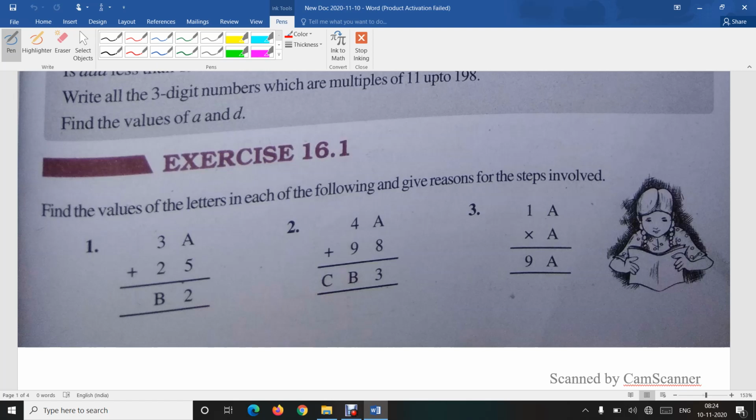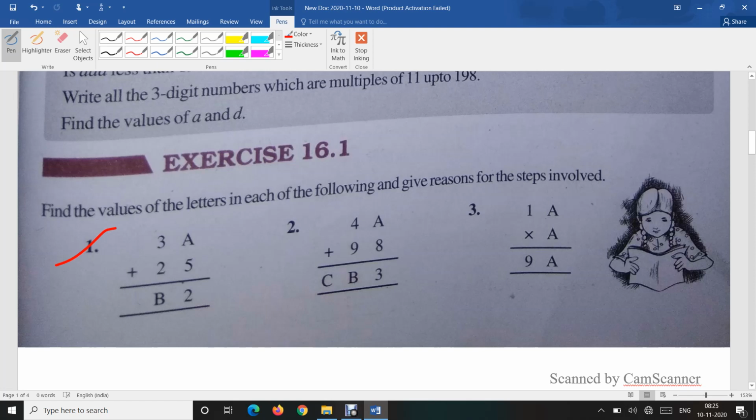Here two terms are there, letters and digits. Letters means alphabetical terms, that means A, B, C, D, etc. And digits means 1, 2, 3, 4, which are your mathematical digits. So in this topic we will learn how we can replace any letter with a number.